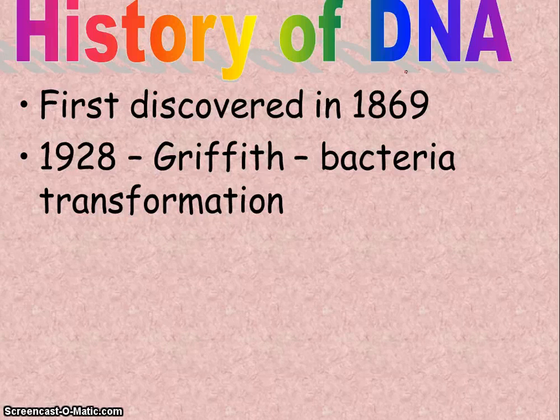The first one is in 1928. Frederick Griffith, he was a British guy. He was studying two main strains of bacteria, one that was harmful and one that was harmless. When he killed the pathogenic bacteria and mixed it with the harmless one that was living, some of the living harmless cells converted to the harmful one. So he came up with what they call the transforming factor.